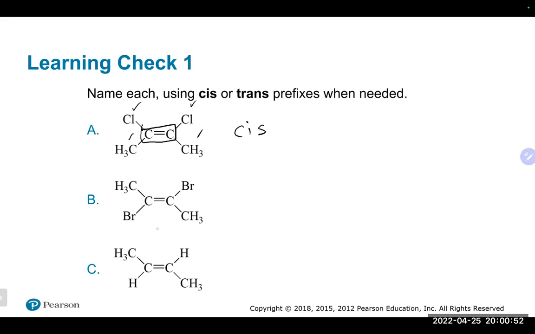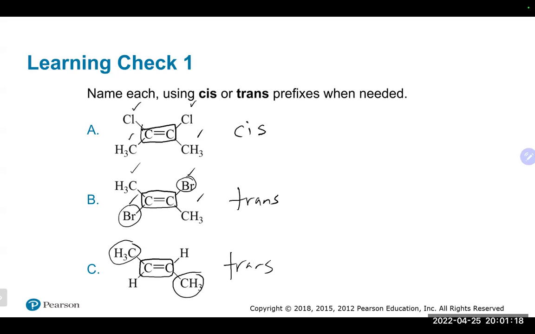The guy here in the middle would be trans. Again, looking at this guy, different groups, different group, same group, which is bromine or the methyl group, and that would be trans. And this last guy here would be trans as well, these guys being opposite of each other. What would this one be?